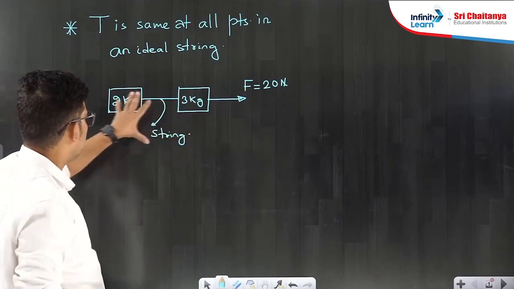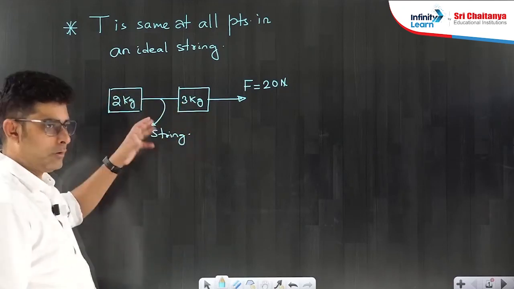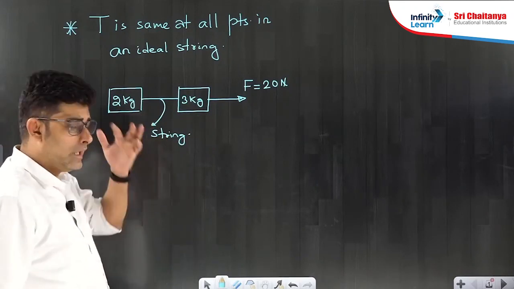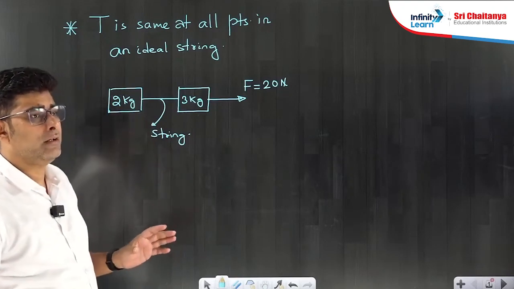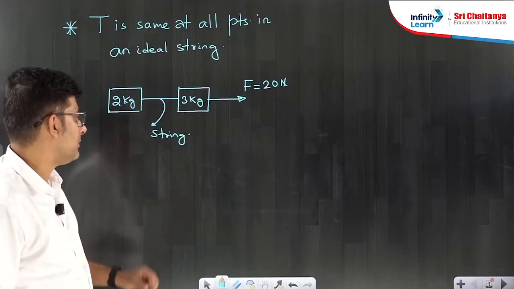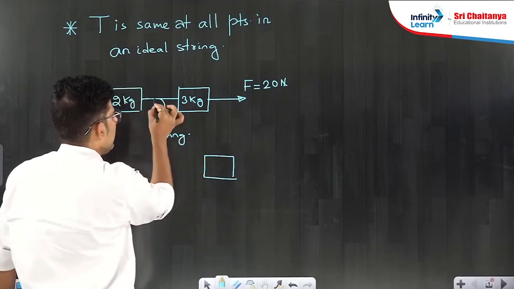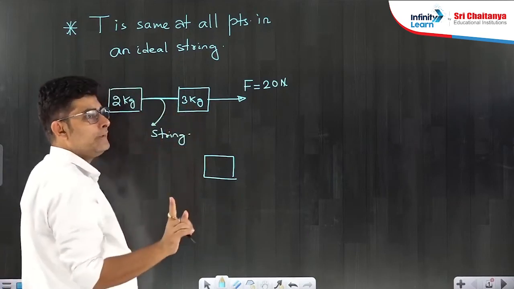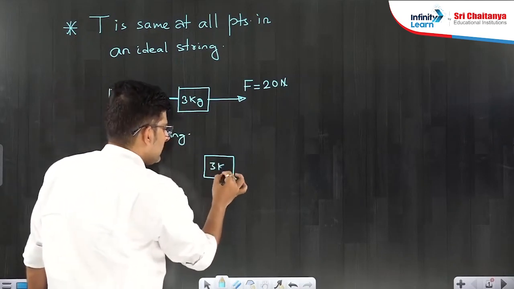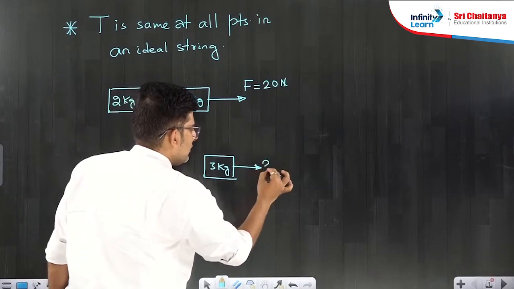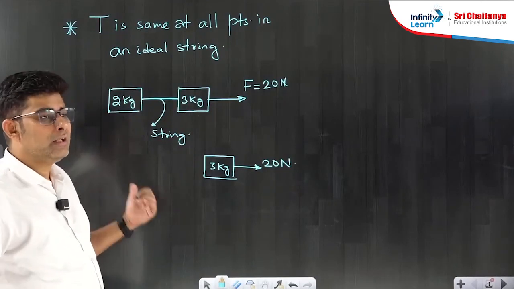So what do you think? Will this system of blocks stay stationary or will they move? Obviously, correct, it will move. Now when we talk about the tension, I said tension is always a pulling force. So when I show tension, see this string, at every point on the string tension should be same. Now if I take this 3 kg block, you see what force is acting on the right side? It is 20 Newton. What force will act on the left side?